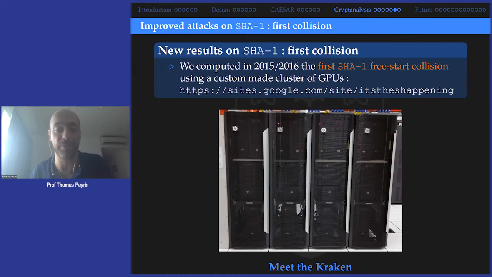Why we came up with this gamer PC is because the GPUs for gaming are very cheap. And when you look at how much computing power you can get from the gaming GPU, it's really very good and a much cheaper deal than when you use more professional stuff. So this is the picture of our cluster. We call this the Kraken. If you want, you can click on the link to see more information about this attack, this result.